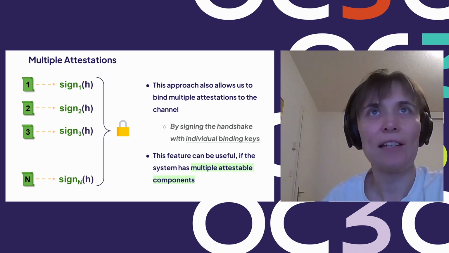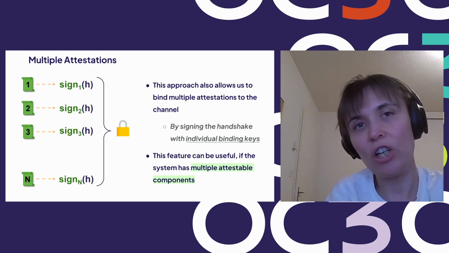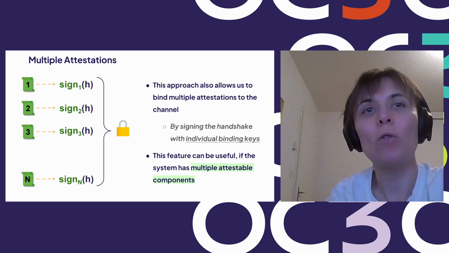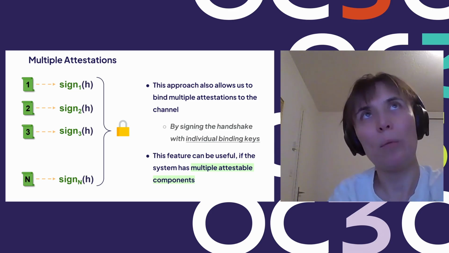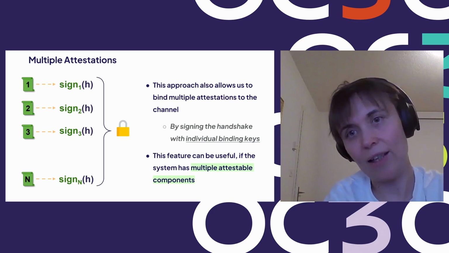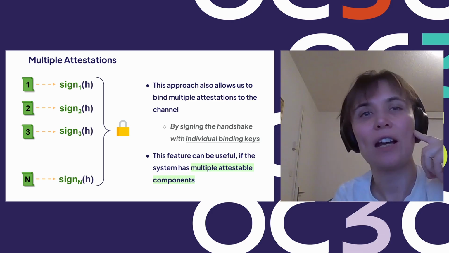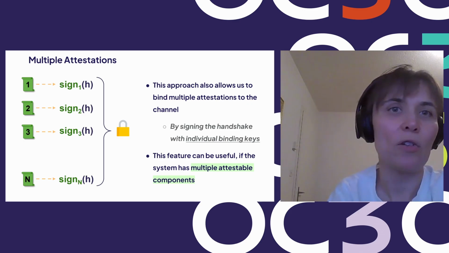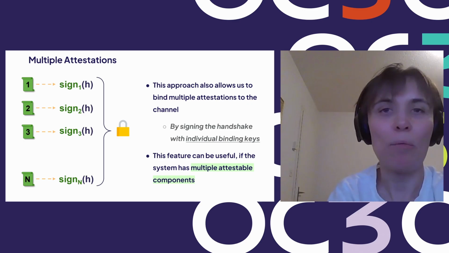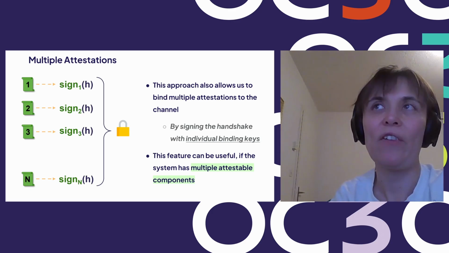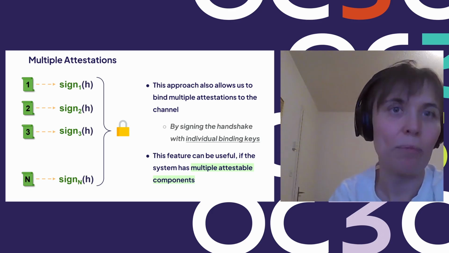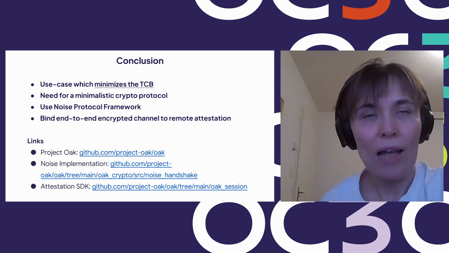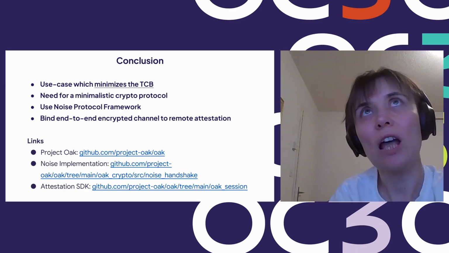Scaling to the multiple attestation is also straightforward. So if you have multiple attestations, you want to include a separate binding key with each of the evidence, and then you sign the handshake hash with all of them. So in this case, if your system has multiple attestation components, you can verify all these attestations together and bind them all to the session. Next slide, please. So now we come to our conclusion.